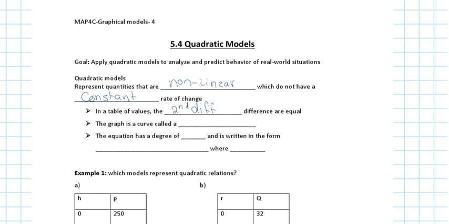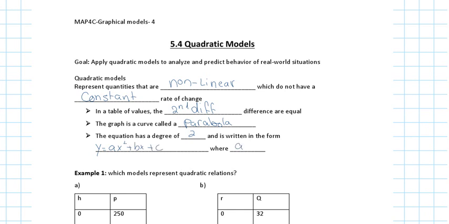The graph, how would the graph look? A parabola. It's a curve, a symmetrical curve. It's a parabola shape, and the equation has a degree of 2, and is written in a form. We're going to look at the standard form here: y equals ax squared plus bx plus c, where a cannot equal 0.